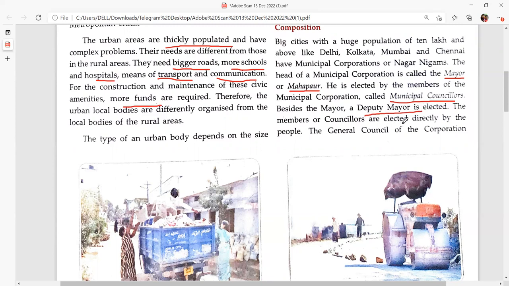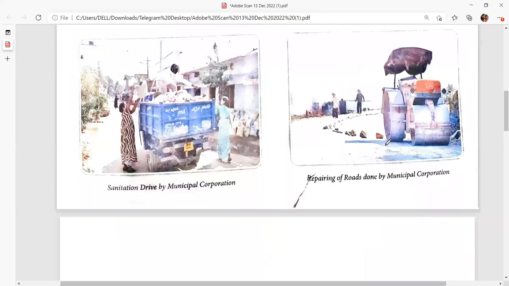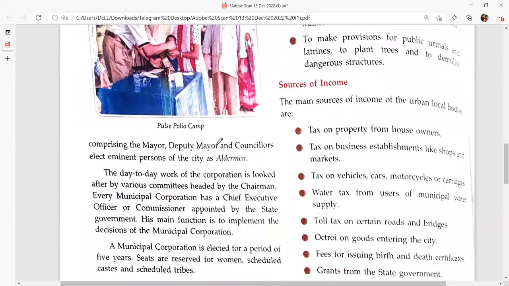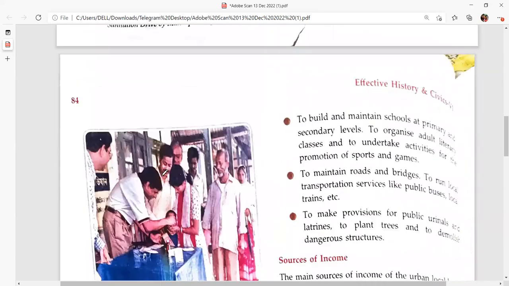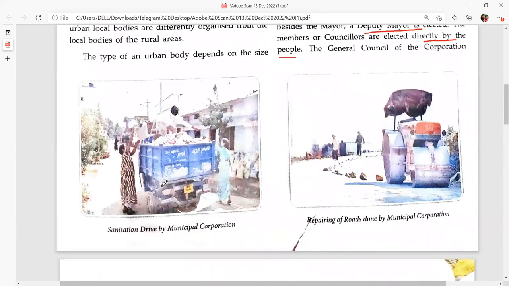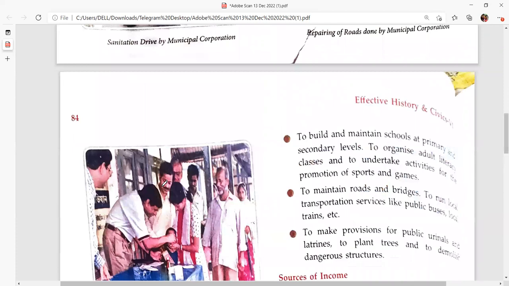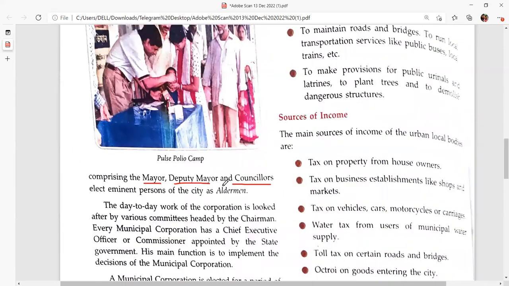The members of the council are directly elected by the people. The general council of the corporation comprises the mayor, deputy mayor and the councillors. The general council of the corporation, comprising the mayor, deputy mayor and the councillors, elects eminent persons of the city as aldermen.